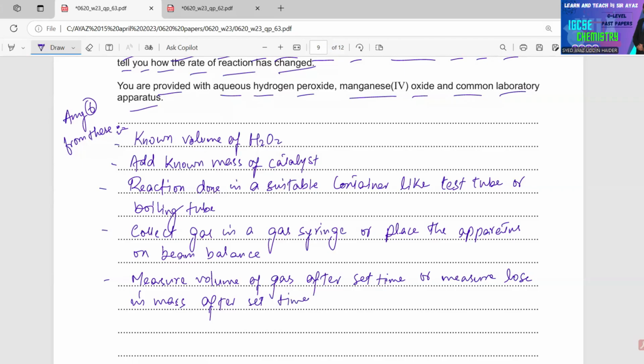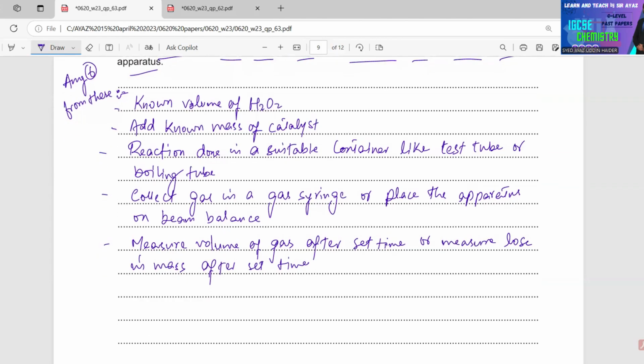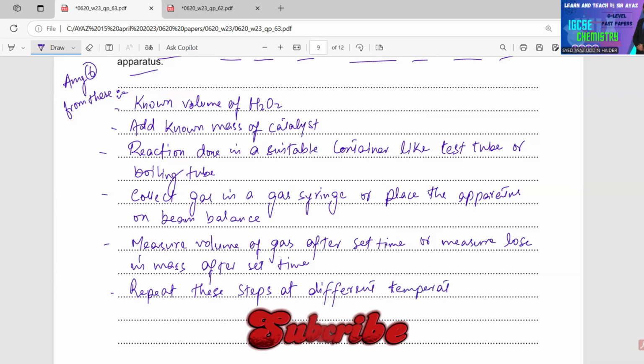Then you will repeat these steps at different temperatures. Repeat these steps at different temperatures.